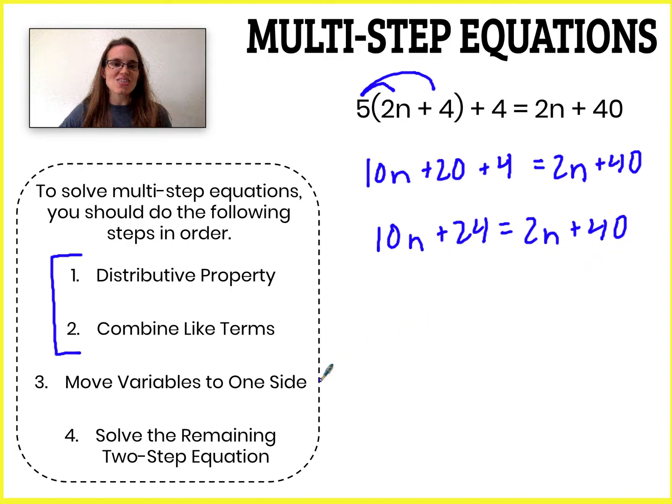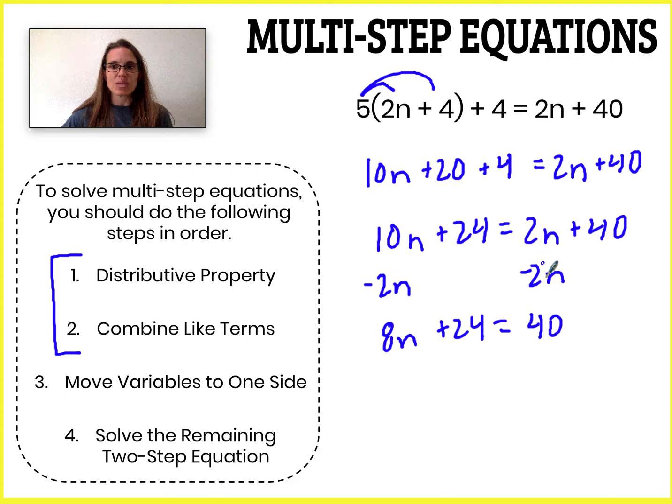Now I can move on to the third step, moving variables. For this equation, the easiest strategy is to subtract 2n from both sides. Although if I really love negative numbers, I could also subtract 10n from both sides. 10n minus 2n is 8n. 8n plus 24 equals 2n plus 40 minus 2n, which is just 40. The purpose of subtracting this 2n was to just leave me with a 0 for that variable term.